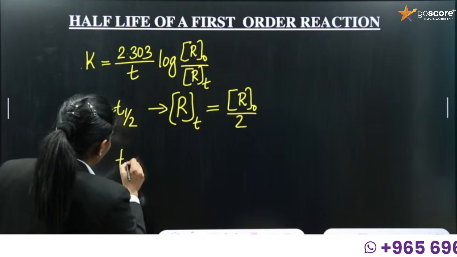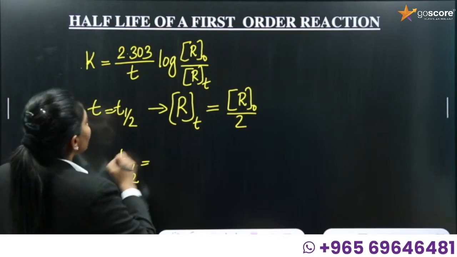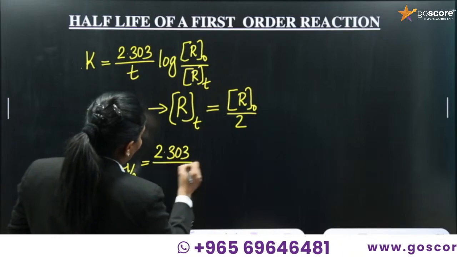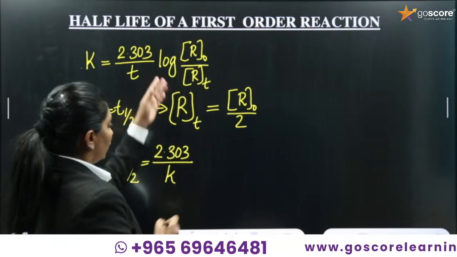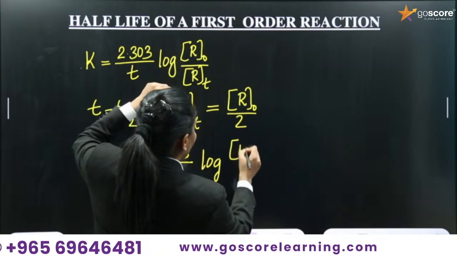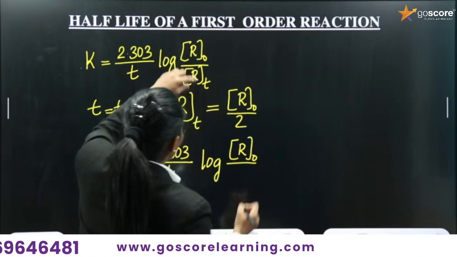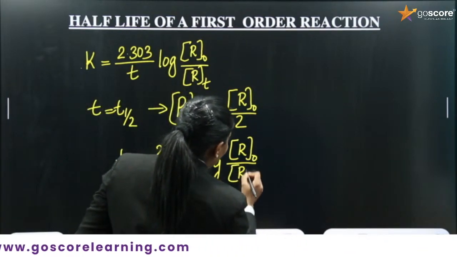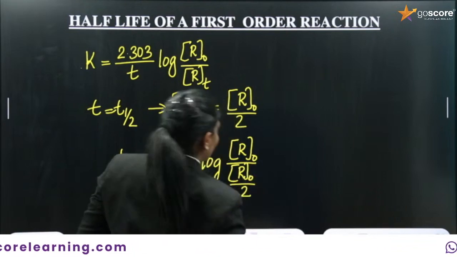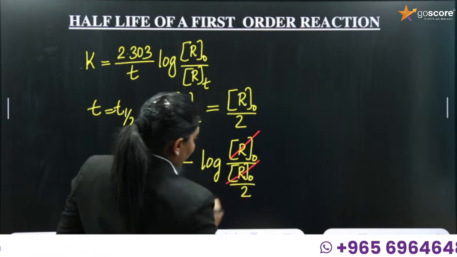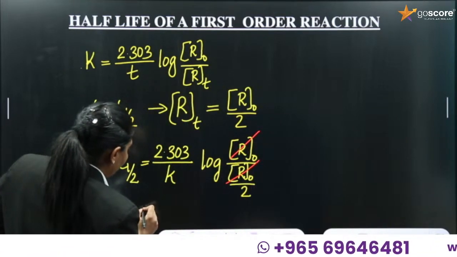Then we can write the T half as T half is equal to 2.303 by K into log R0 by, what is the value for RT? It is R0 by 2, right? It will be R0 by 2. So this will be getting cancelled. Then how it will be?